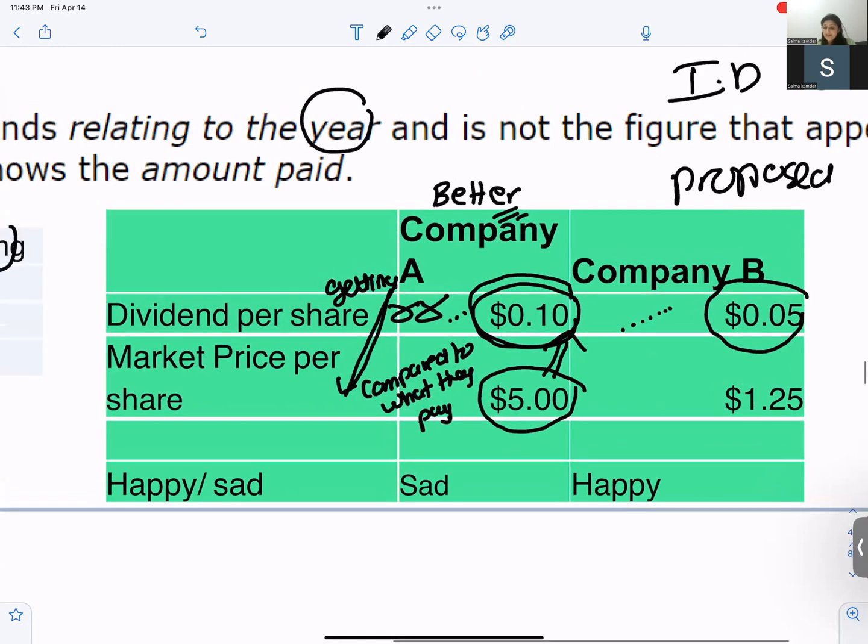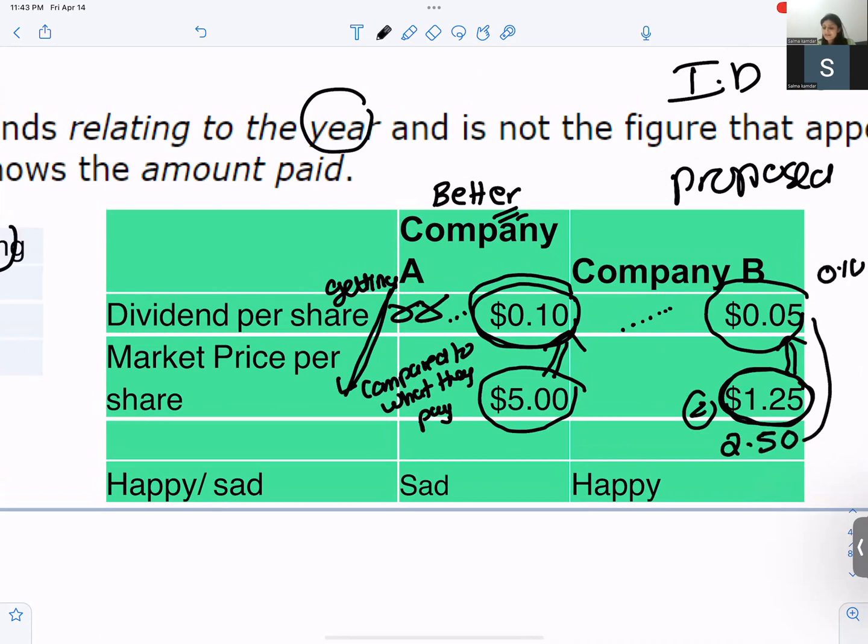But the shareholders of company B are paying only $1.25 to get a dividend of 0.05. If they buy two shares, or they invest 2.50, they will get 0.10. So can you tell me which company is giving a better dividend? Company B is giving a better dividend.